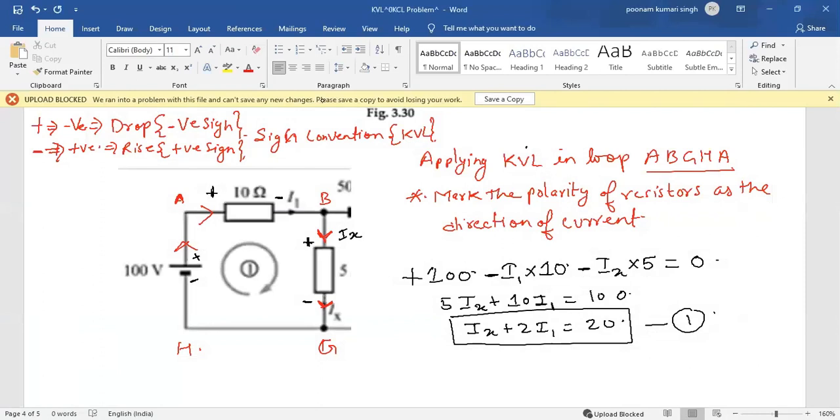This is our first part, drawing this equation. Please write this equation with you. This is our first equation. Let's move to the second loop. When we are moving to the second loop, we have to first clear this.